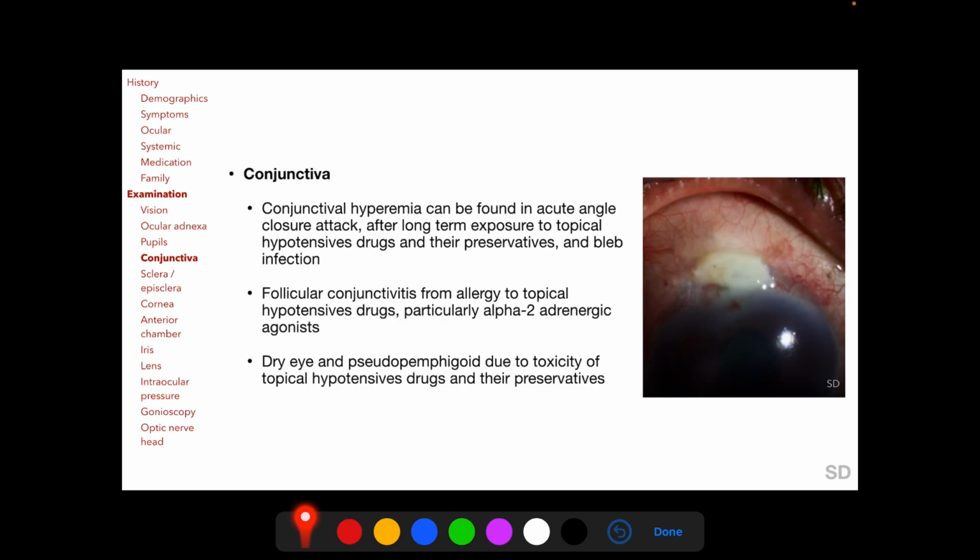In the conjunctiva, conjunctival hyperemia can be found in acute angle closure attack, in which case we typically find ciliary congestion, after long-term exposure to topical hypotensive drugs and their preservatives, and also in bleb infection, an example of which is shown here in this photograph. We may find follicular conjunctivitis from allergy to topical hypotensive drugs, particularly alpha-2 adrenergic agonists, and exacerbation of dry eye and pseudopemphigoid can occur due to toxicity of topical hypotensive drugs and their preservatives. In pseudopemphigoid, there is foreshortening of the conjunctival fornices due to symblepharon formation.